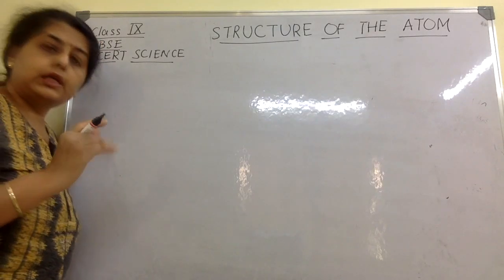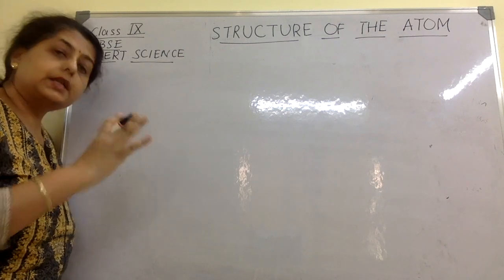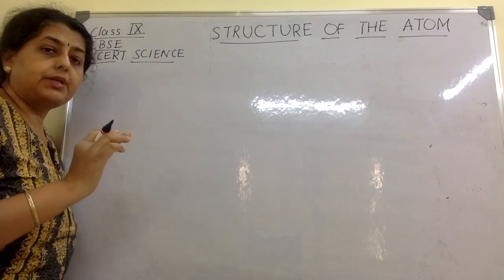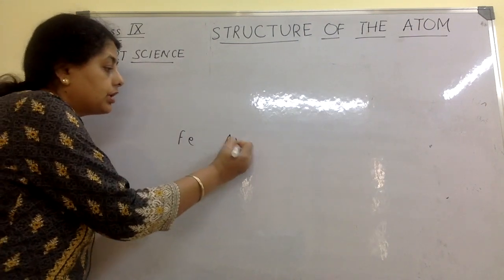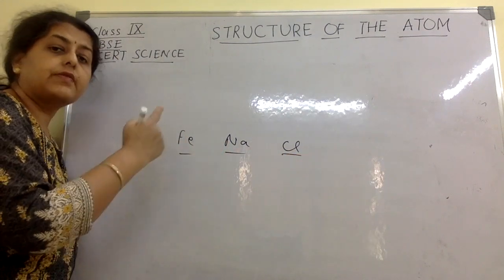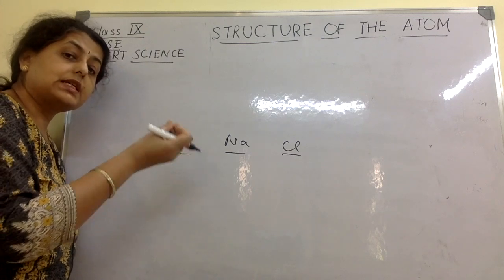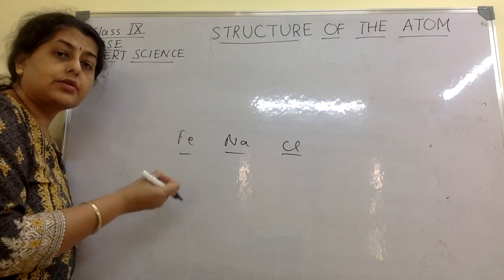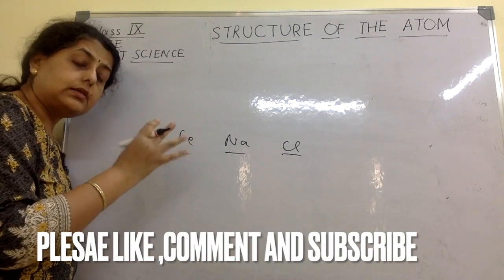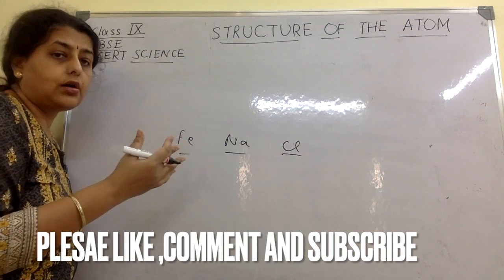Here we are going to do electronic configuration. Now electronic configuration is nothing but the arrangement of electrons around every element. Now every element, be it iron, be it sodium, be it chlorine, each one has a different arrangement of electrons around it. Okay, it all depends on how many electrons it has. How many electrons does this particular atom have? According to it, the distribution of electrons will happen in the orbits.